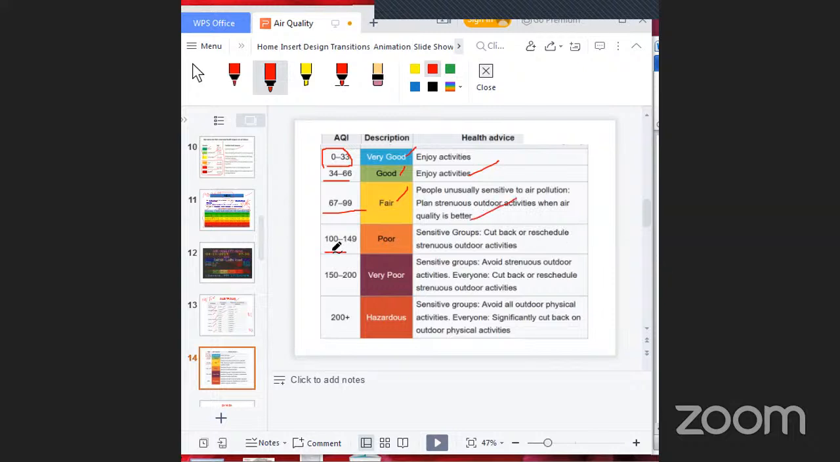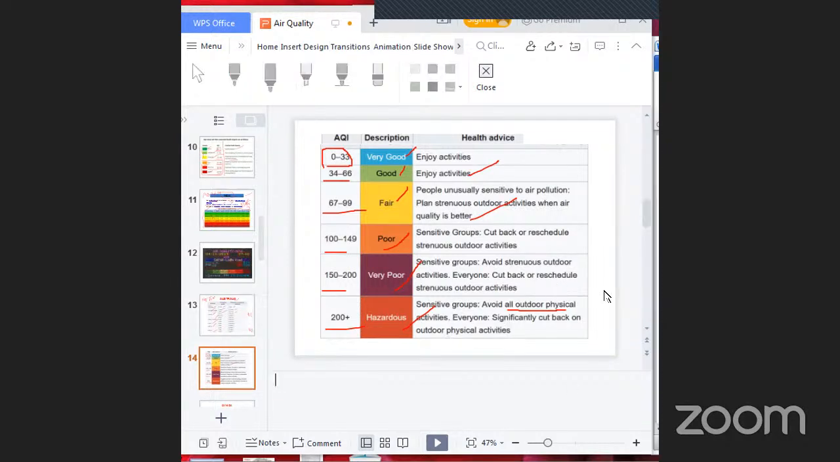And the next, 100 to 149, indicates poor. So that also affects sensitive groups, and they should reschedule strenuous outdoor activities. And 150 to 200 is very poor, and above 200 is hazardous. So avoid all outdoor physical activities. So this is severe in Australia.